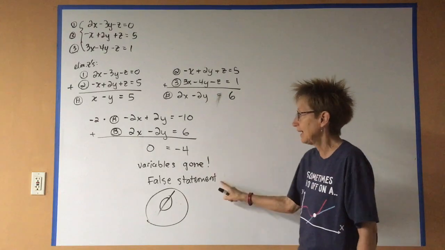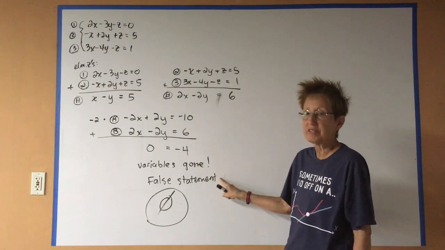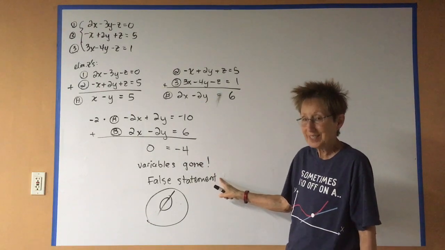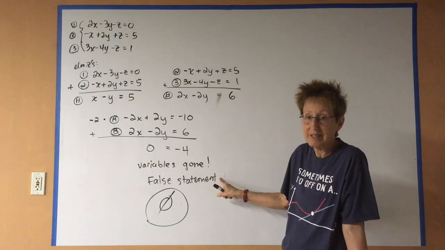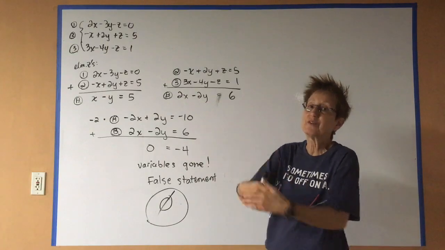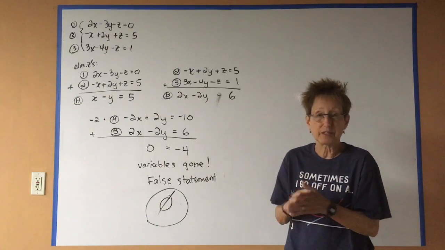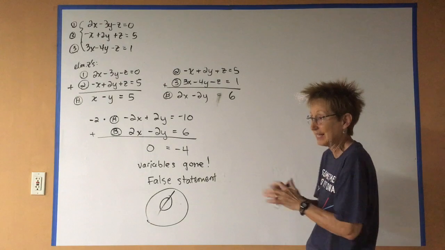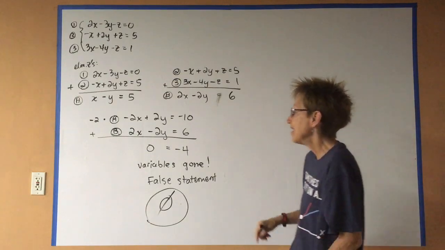Do not leave me hanging. Don't go variables gone, false statement, and then go to the next problem. You're not done yet. You haven't told me what the solution is. There's either an ordered triple, or there's no solution, or there's an infinite amount of solutions, which would be the line where they intersect, and we're not going to try and find it. In fact, this is my last example on this.